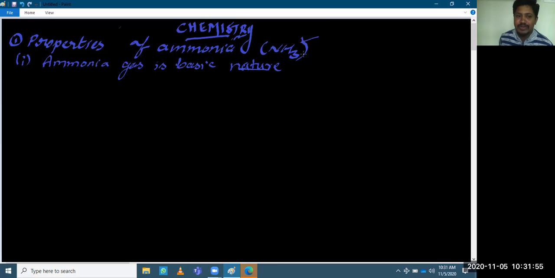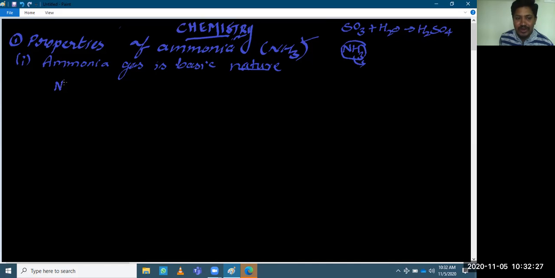Almost all covalent compounds, when covalent gases like sulfur dioxide or carbon dioxide dissolve in water, produce acids. Suppose you take sulfur dioxide in water, that produces sulfurous acid. But ammonia is also made up of nonmetals, so how does it act as a base? That is the point.